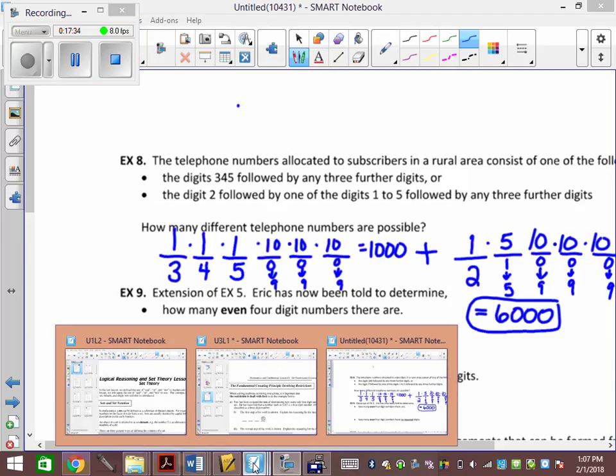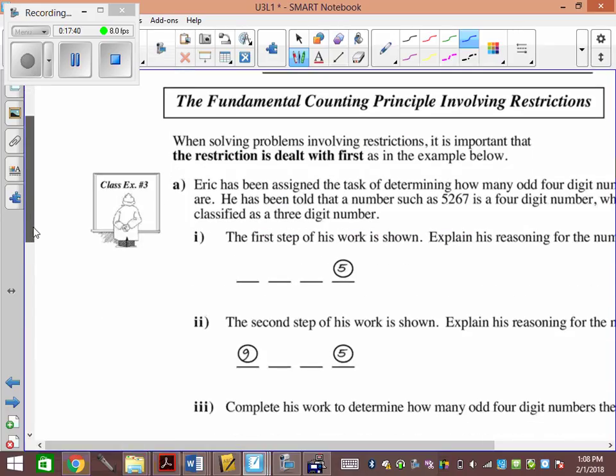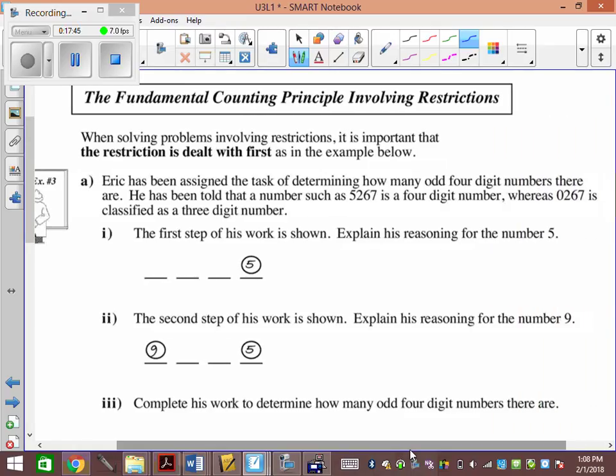It's not example 9. This is my 30-1. Where are you? Here. Okay, we'll go here. Example 3, actually. Sorry. Example 3. So when solving problems involving restrictions, it's important that the restriction be dealt with first. This has to happen. So a restriction would be like the first answer has to be A, or the last answer can be B or C, or it has to start with a red car, or it has to end in a blue car, or something like that. Those are restrictions. So if there's a restriction, you have to deal with it first, okay? And then you deal with the rest.